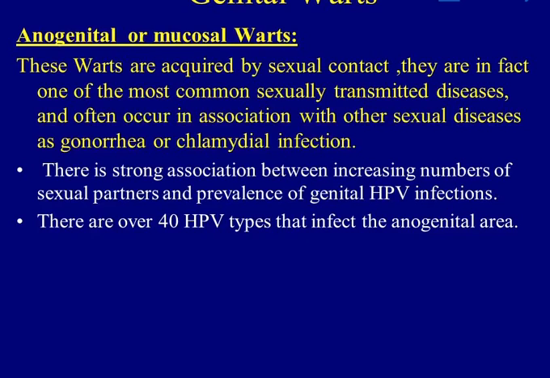Genital warts, anogenital or mucosal warts. These warts are acquired by sexual contact. They are in fact one of the most common sexually transmitted diseases, and often occur in association with other sexual diseases such as gonorrhea or chlamydial infection. There is a strong association between increasing numbers of sexual partners and prevalence of genital HPV infections. There are over 40 HPV types that infect the anogenital area.